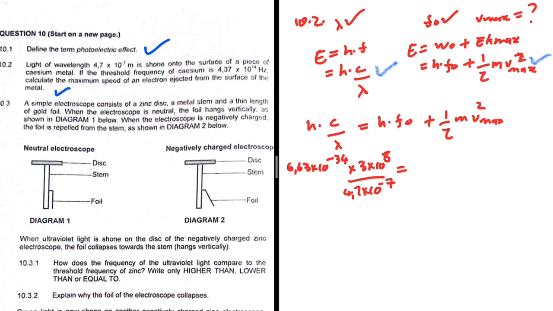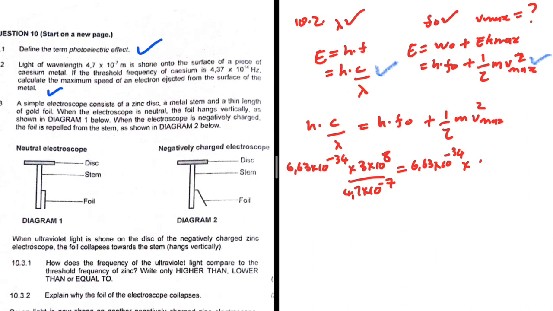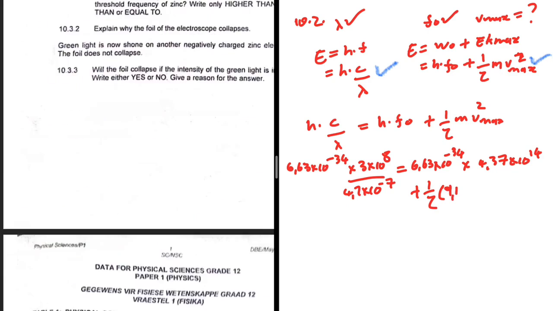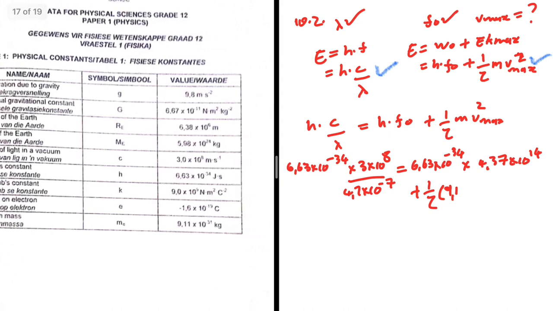This is equal to Planck's constant once more, 6.63 times 10 to the minus 34. Then the threshold frequency, we have 4.37 times 10 to the power 14 Hz, plus the maximum kinetic energy. So let's add it here, plus a half. The mass is of the electron, and the maximum speed of an electron is what we're interested in. So the mass is going to be 9.1. Is it 9.1 or is it 9.11? Let's verify.